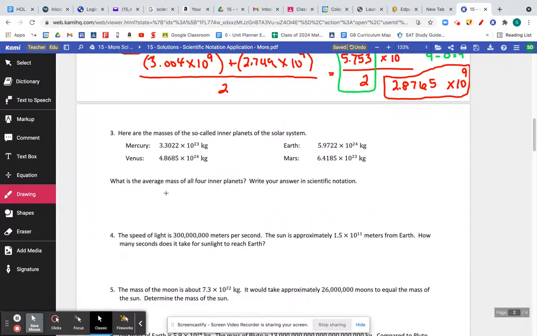What is the average mass of all 4 planets? Remember average: we're going to add them all up and divide by 4. So we need to add them. Well, if I'm going to add them, I need them all to be the same power. So I think I'm going to crank these smaller ones up a notch into 24. So I'd like to make that one times 10 to the 24. So that 23 is going one more up the number line, so that decimal is going one more down the number line.